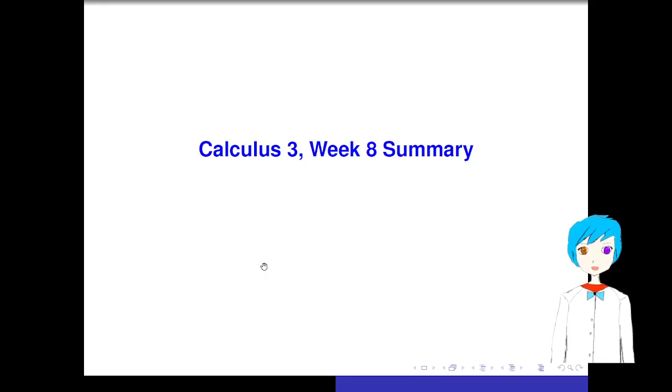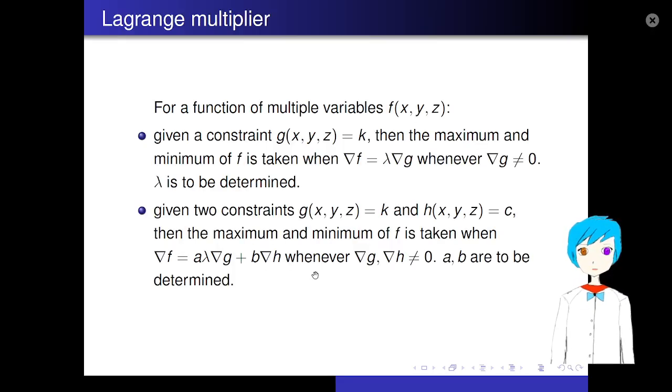Today we are going to do a review of our week 8 lecture. In this week we introduce the Lagrange multiplier and then we do a brief introduction of double integrals for multivariate functions. So a function of multiple variables f of x, y, z given a constraint g of x, y, z equals k, and then we wish to find the minimum and maximum of f on the surface g of x, y, z equals k.